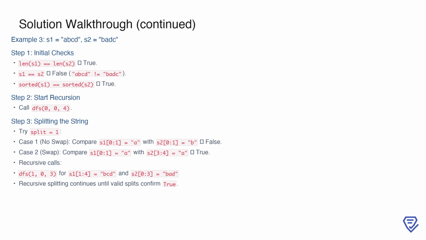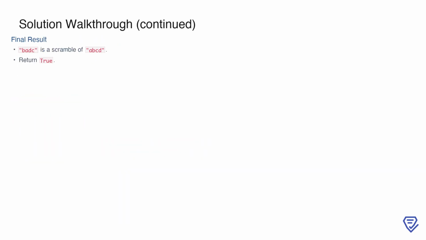In the no-swap case, A from S1 does not match B from S2, so this fails. In the swap case, A from S1 matches A from the other end of S2, which succeeds. This triggers recursive calls to further evaluate the remaining substrings, specifically BCD from S1 against BAD from S2. These recursive splits continue, with further comparisons and validations, until all subproblems are resolved. Through these recursive checks and valid splits, we confirm that BAD can indeed be formed by scrambling ABCD. As a result, the function returns true for this example.